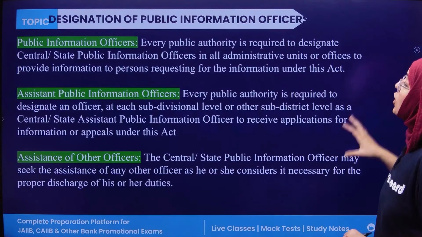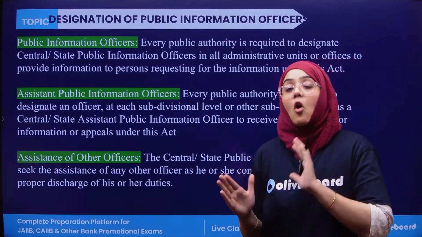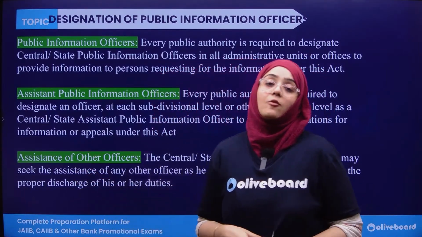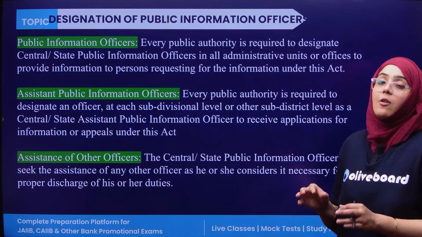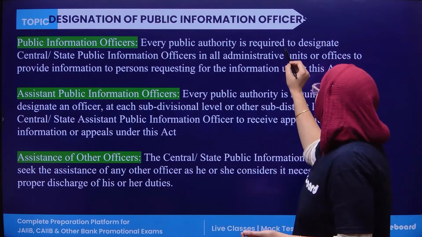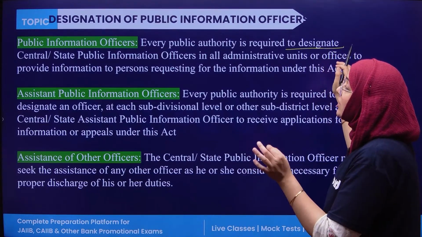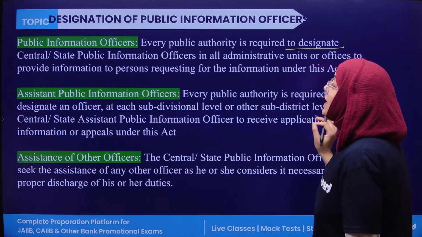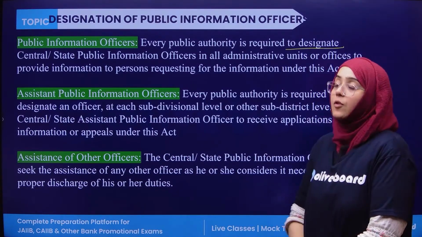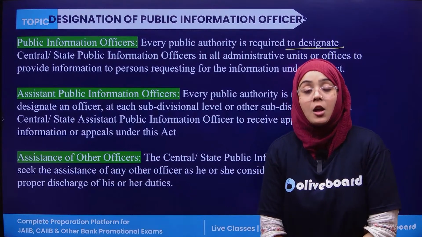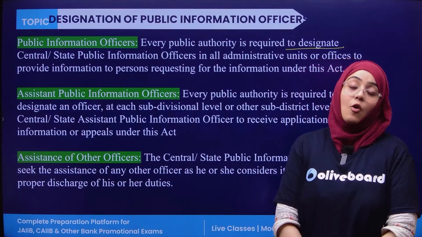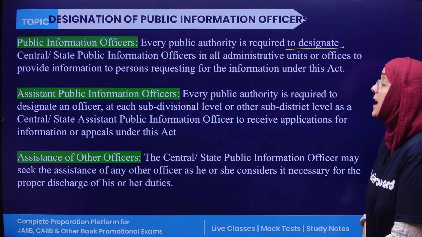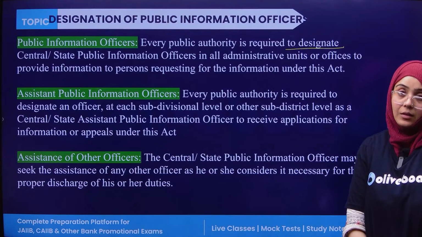Okay, next, if we talk about the designation, there are some important officers and people who have been appointed under this Right to Information Act. First, there should be a public information officer. Every public authority is required to designate a central or a state public information officer in all administrative units, to provide information to the person requesting the information. So there should be a public information officer who actually provides the information to the person who is asking for that information.